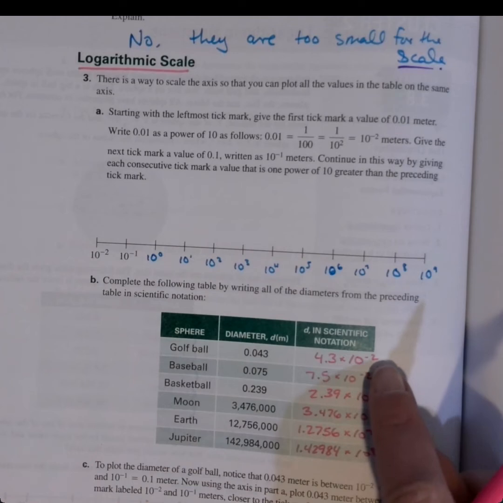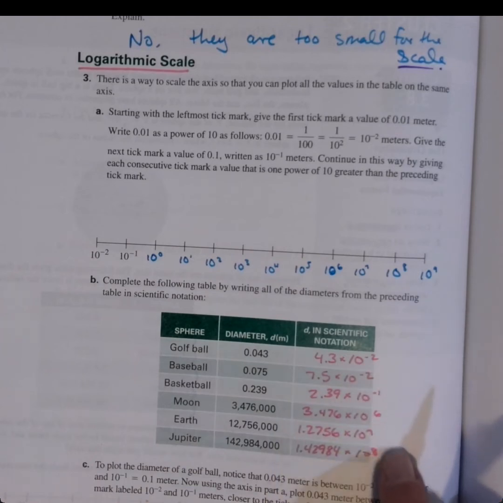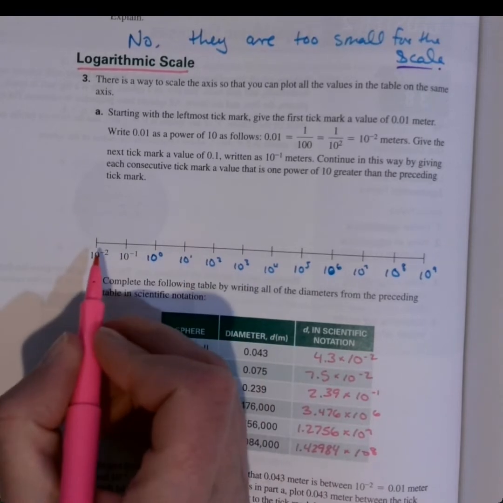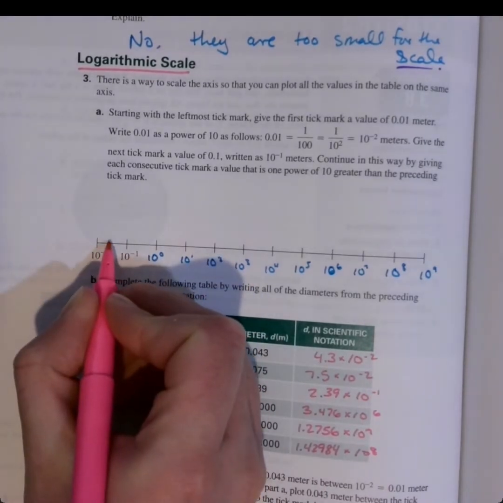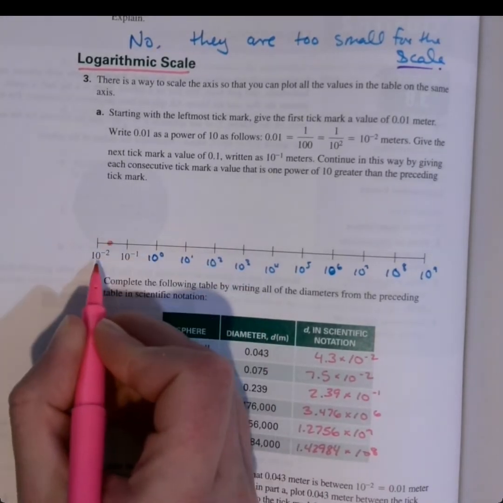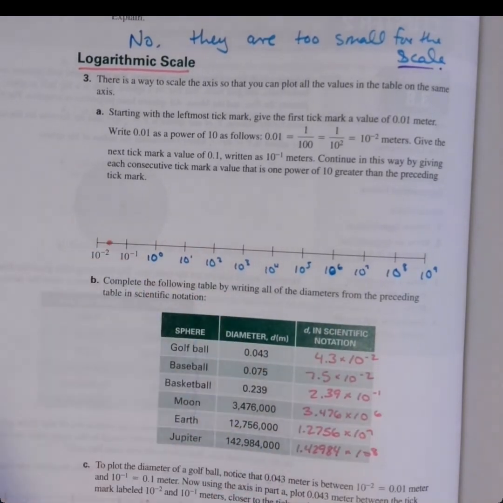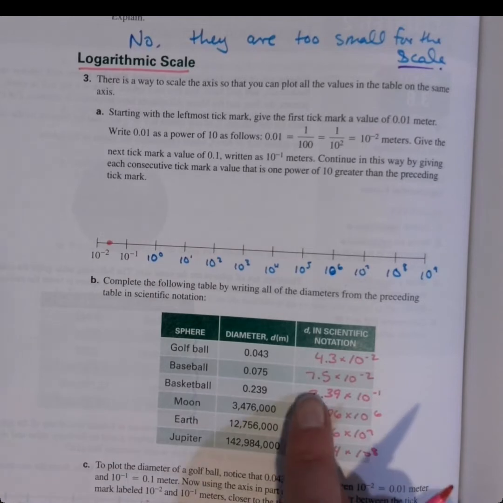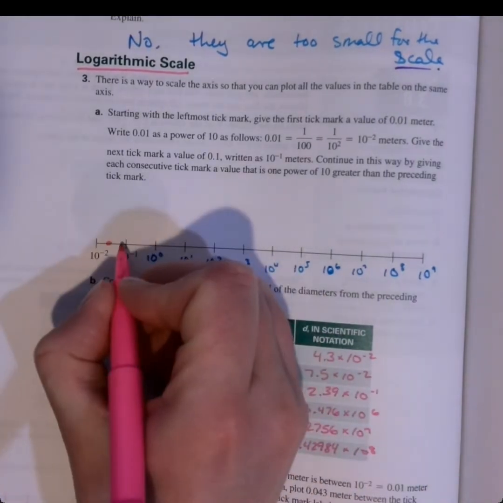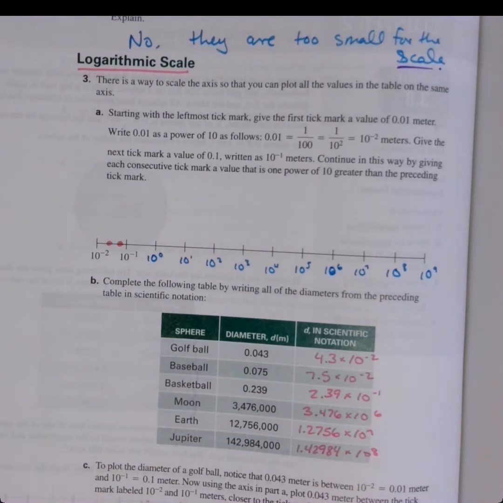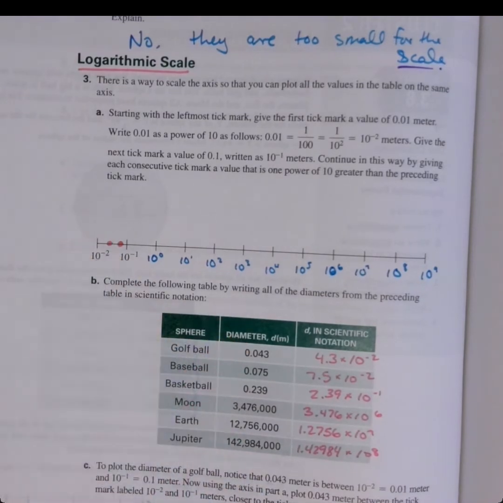So we're going to place each of these numbers based on its exponent in scientific notation. So for the first one, 4.3, I'm not quite halfway in between the 10 to the negative 2 gap and the 10 to the negative 1 gap at 4.3. If I was exactly halfway, I'd be at 5 in the 10 to the negative 2 gap. 7.5 in the 10 to the negative 2 gap is going to be 3/4 of the way or so. So we'll put those 2 dots there for the golf ball and the baseball.